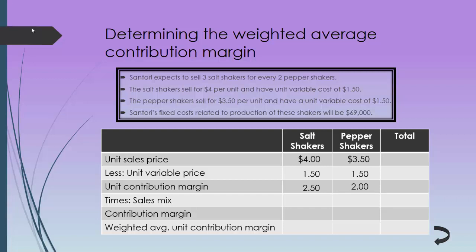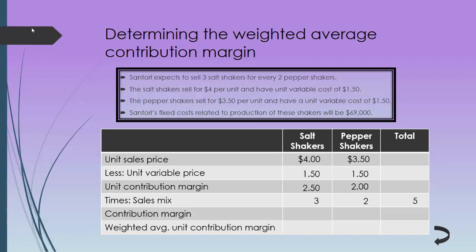Now we can figure out what our sales mix is. And the sales mix is how many units of one type you expect to sell for the units of the other type. We expect to sell 3 salt shakers for every 2 pepper shakers. In the total column, simply add those two numbers together and you're going to come up with 5. And they call that bundle size. It's mainly used for calculations. You'll see how it works here in a second. But what it means is that 3 out of every 5 shakers we sell are going to be salt, and 2 out of every 5 shakers we sell are going to be pepper.